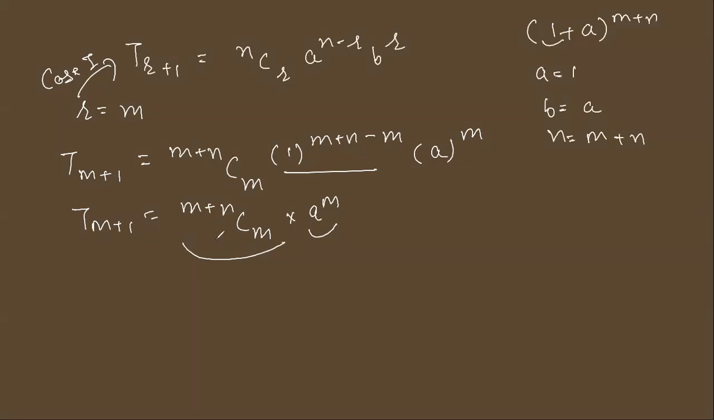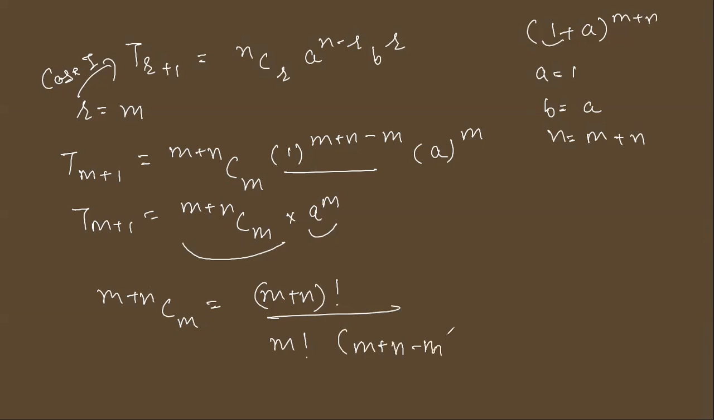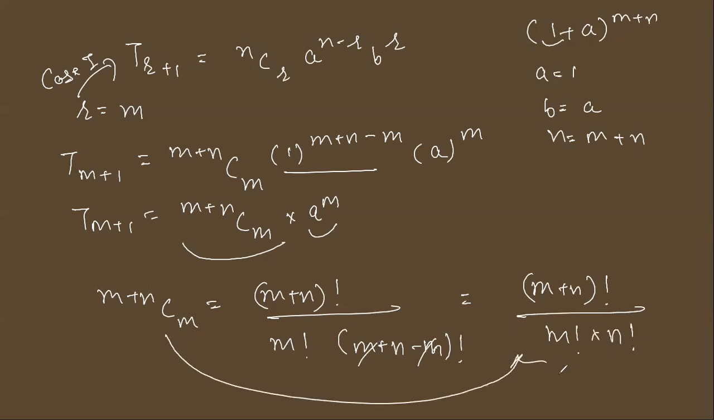So let's solve it. You have to use the formula for the combination. The combination formula is (m+n) factorial divided by m factorial and (m+n minus m) factorial. So what will be the final result? (m+n) factorial over m factorial, n factorial, since m+n minus m is n. So this is the final coefficient, that value you have in the question. So this is the coefficient of a raised to the power m.